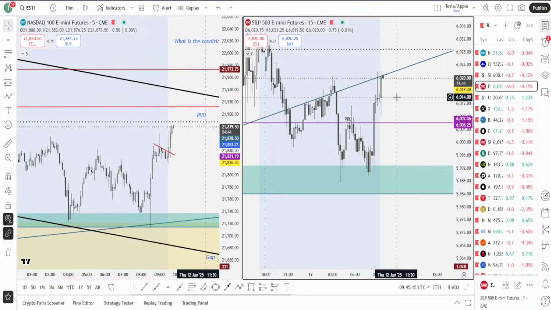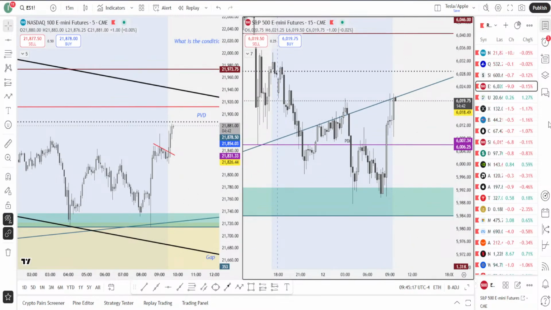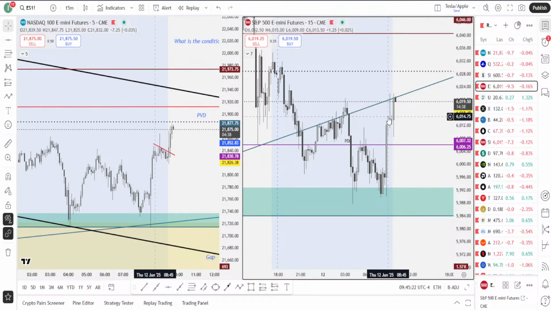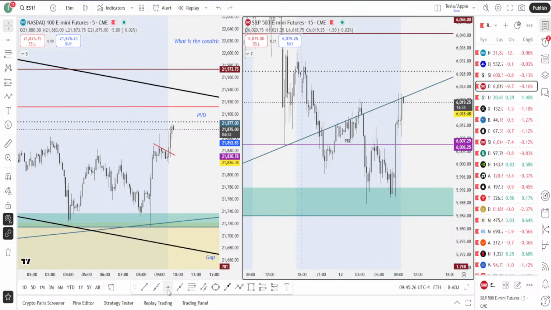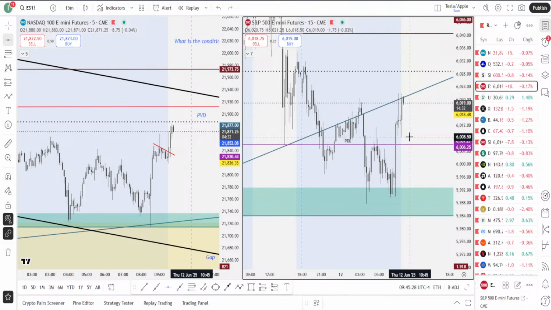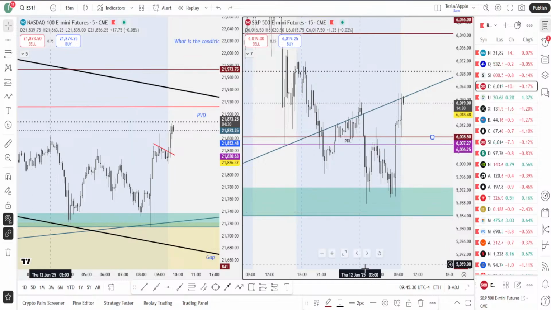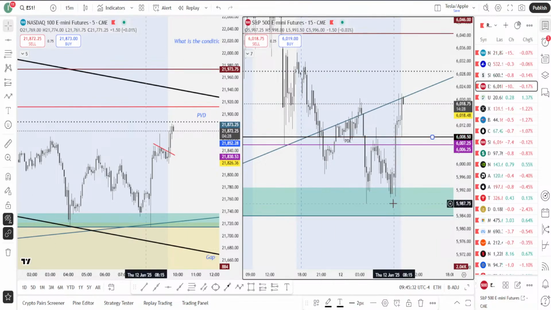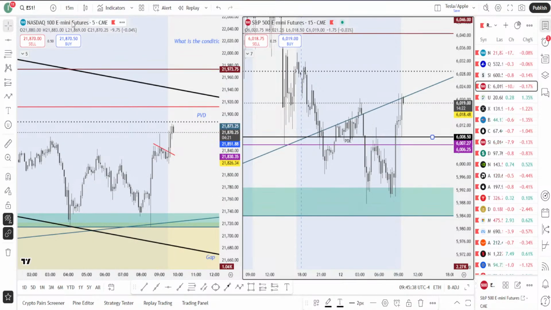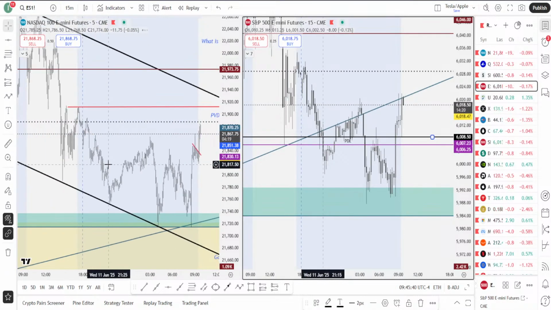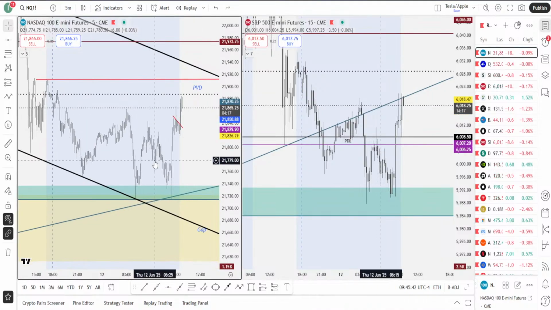All right, we just got our first 15-minute candle. We already know we're in a small uptrend here. Slightly bearish on the higher time frame.